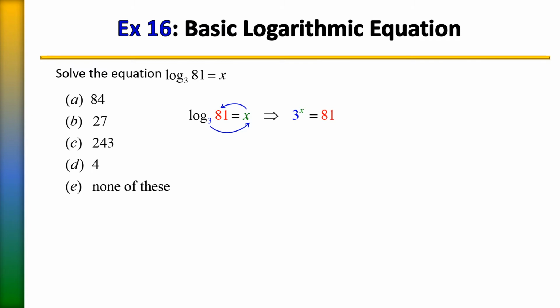So I need to know, what number do I raise 3 to in order to get 81? Well, the answer to that is 4, because when I multiply the number 3 four times, I'm going to get 81. So therefore, x equals 4. Choice D. There you have it, basic log equations.